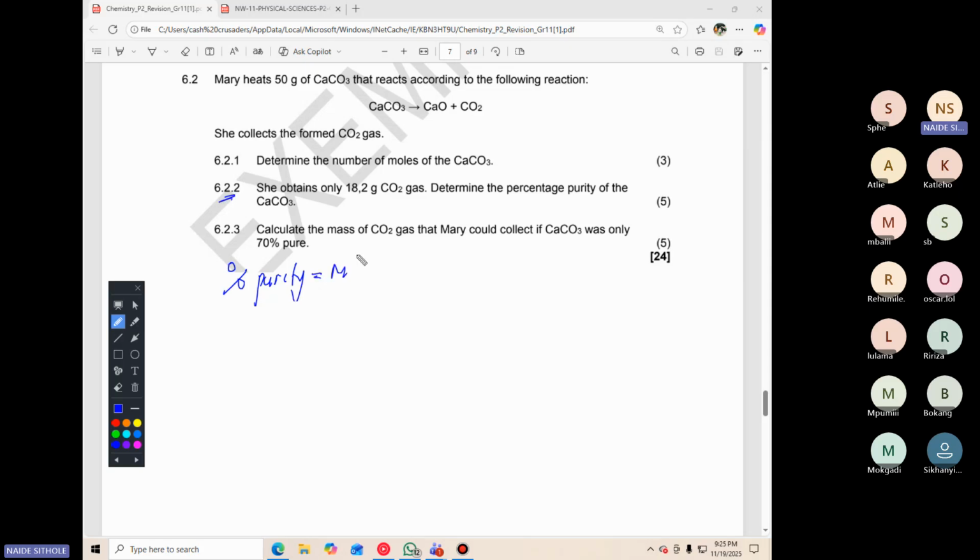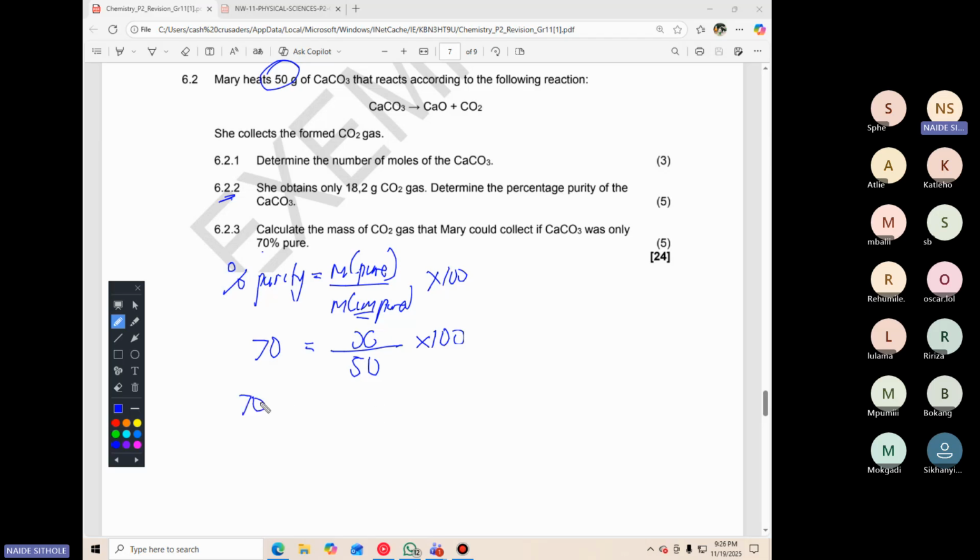Percentage purity is mass of pure, so we're going to start here, over mass of impure times 100. Now remember, if the purity changes, it doesn't mean the impure has changed. The impure will still stay the same. It's 50 gram. That means it's the pure substance that actually changed. So we have what here? 70%, which is just 70. And then we no longer know the mass of the pure, but the impure is still 50 times 100. We want to cross multiply this.